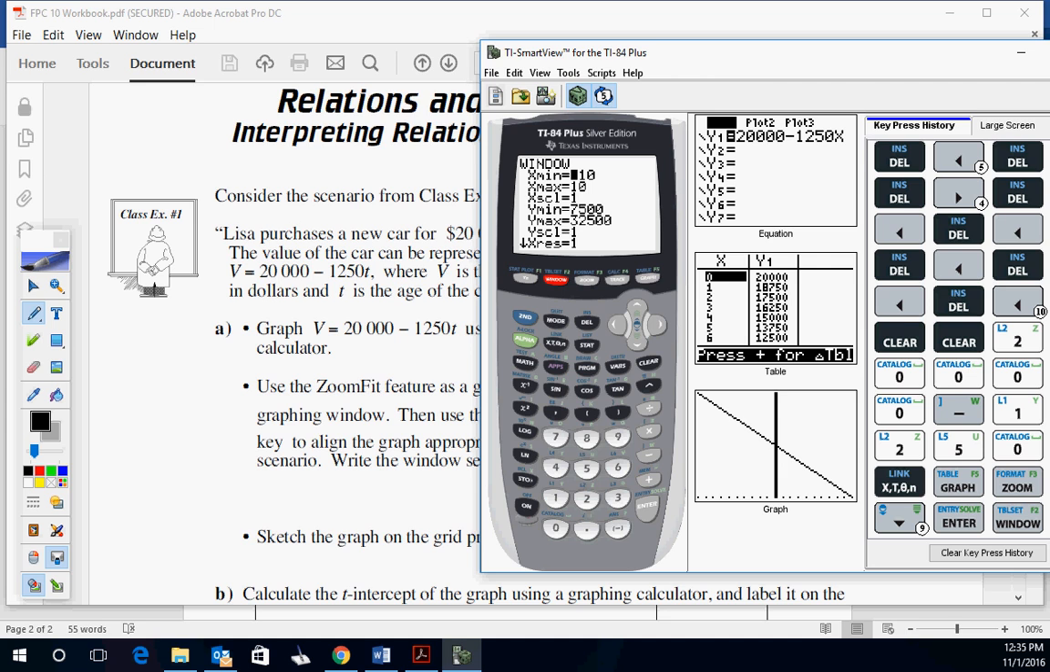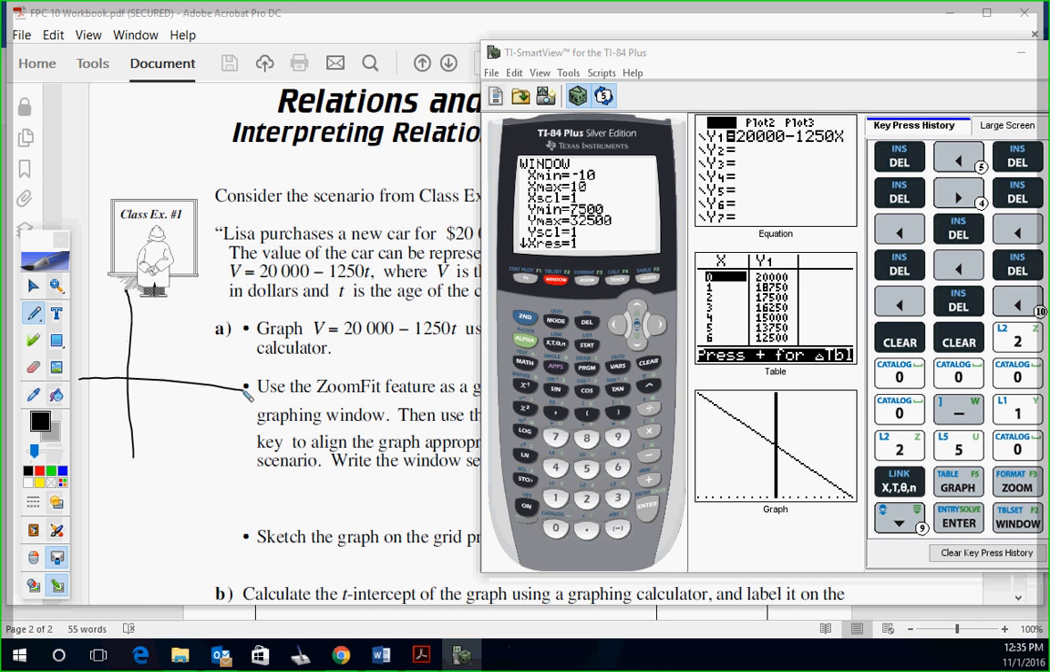I might make my y min negative 10, because what is the y-axis? Let's talk about this for a second. Just in general, with this picture, what does this represent when it goes through there? We talked about this during the problem last time. When this goes through, what does that represent?